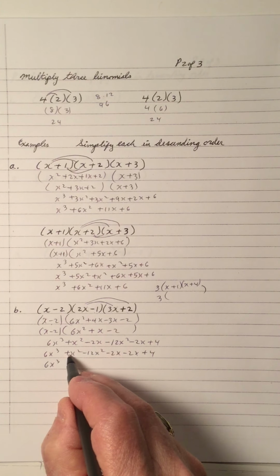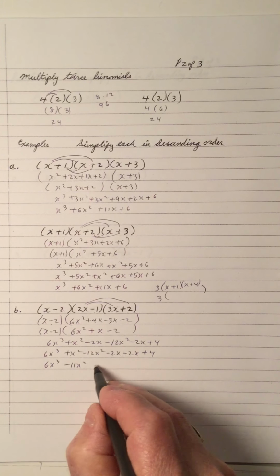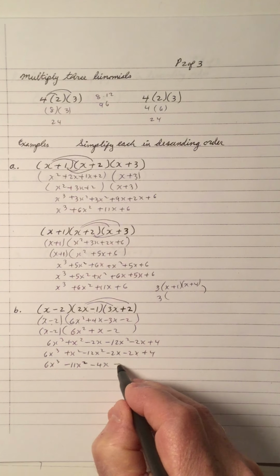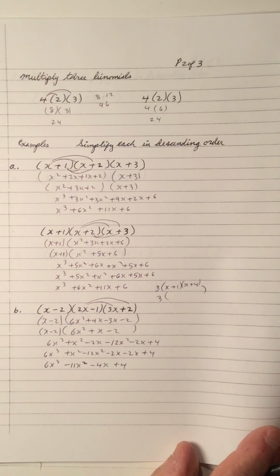And 1, that's a 1 there. Negative 12 is a negative 11. Negative 2 is negative 4. Make that a square there. And so I have the multiplication of the binomials done.